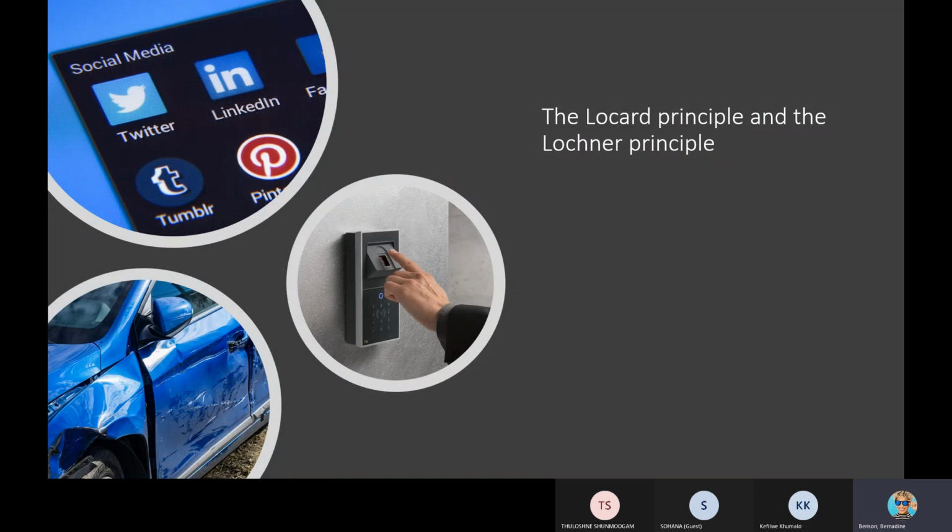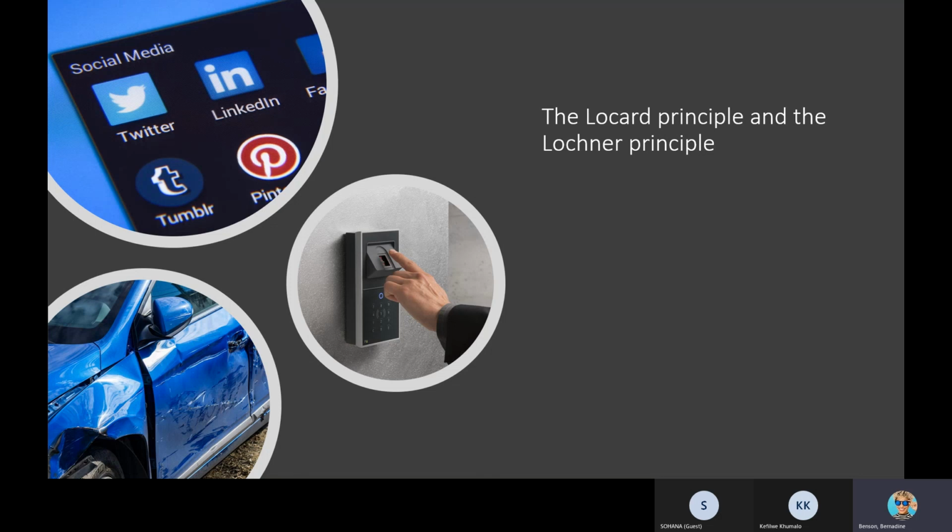Now I want to stop for a moment. Let's consider the Locard principle and the Lochner principle. Now, I think in FOR 1501 and to some extent in FOR 1502, we learnt about the Locard principle. It's one of the main principles we use in crime investigation. In the physical world, we as humans, when we walk around, we leave traces of ourselves. We shed skin, hair, saliva when we touch things.